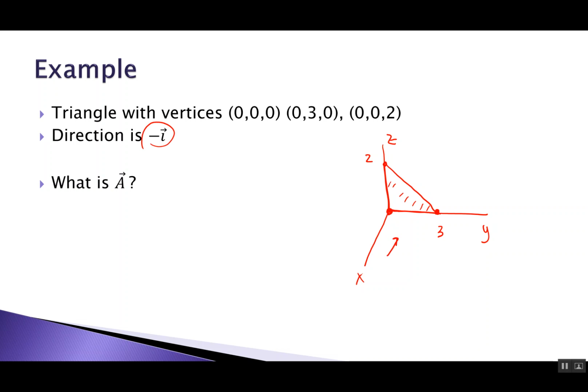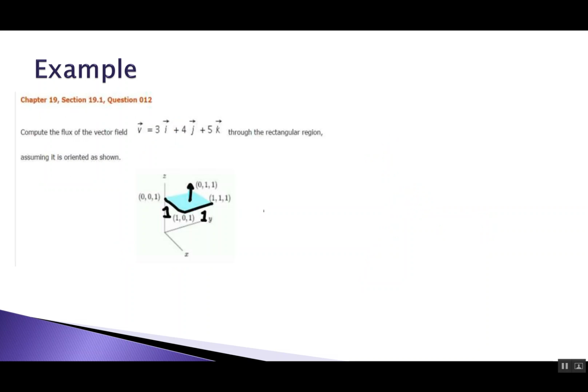What is A? Well, I take the area of the triangle, 1/2 times base times height. I take a unit vector perpendicular in the orientation that I have, which this already is. I is already perpendicular to my triangle, and it's already a unit vector. So all I have to do is take 3 times my I, and there's my A as a vector. Cool? All right.